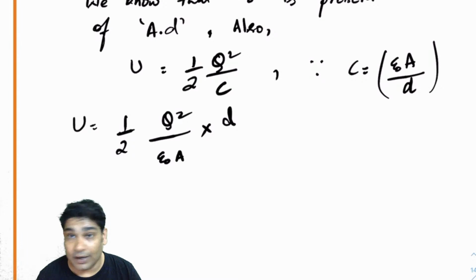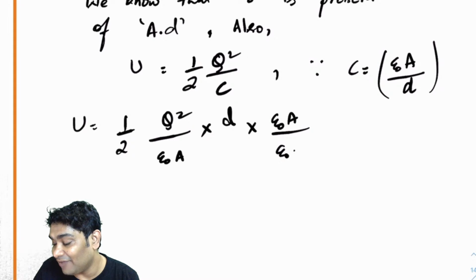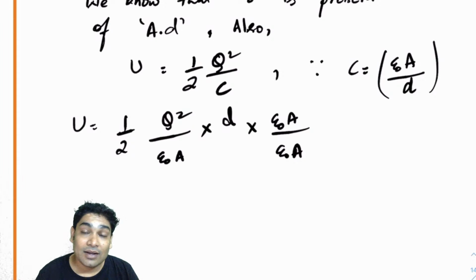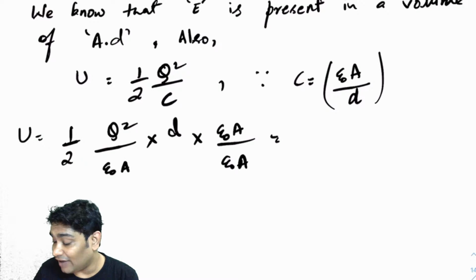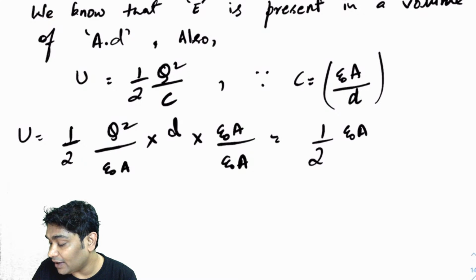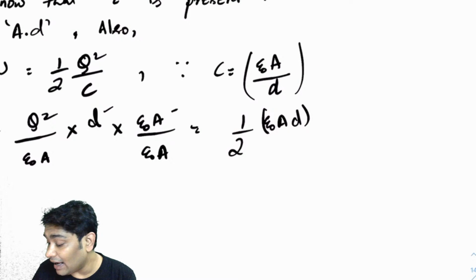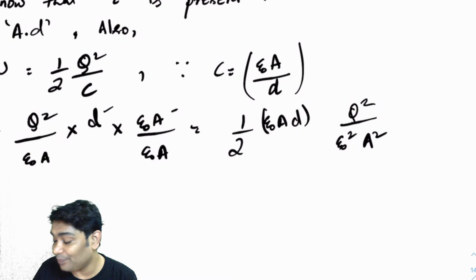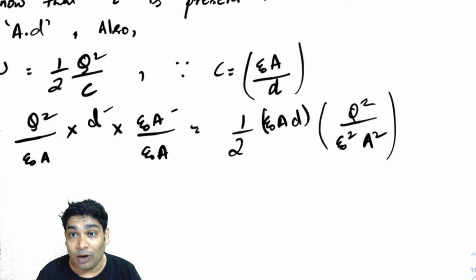Alright. Now please pay close attention. I will multiply this side with epsilon naught A and divide it by epsilon naught A again. Alright, let's see what that gets us. So on this side, what do I have? I have 1 by 2 epsilon naught A times D. Alright, so I'm taking this together and then I have Q square over epsilon naught square A square. Alright, so I can break it like this. Now, what is this?